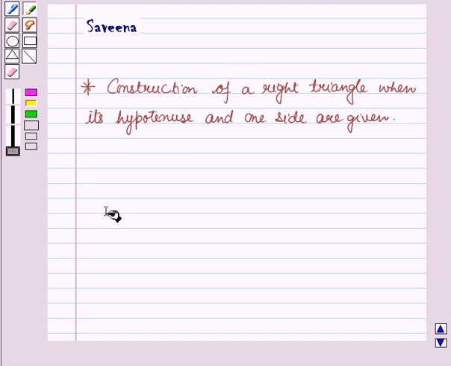In this session, we will learn about construction of a right triangle when its hypotenuse and one side are given.